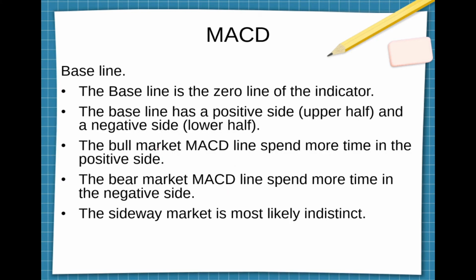In a bull market, usually the MACD line spends more time on the positive side of the histogram. In a bear market, the MACD line spends more time on the negative side. In a sideways market, it is most likely indistinct.